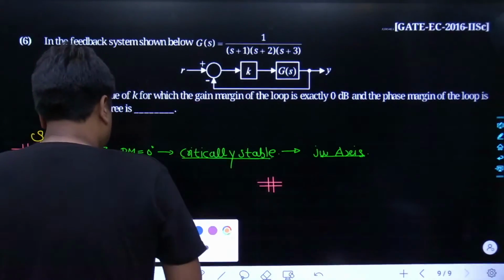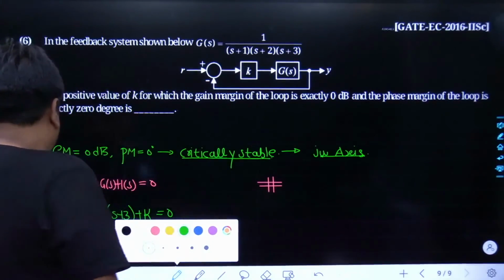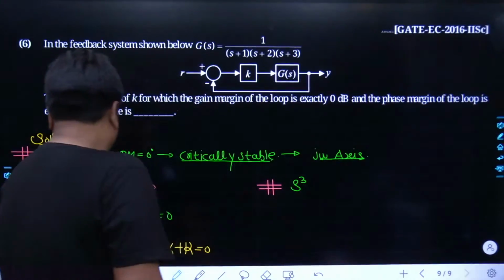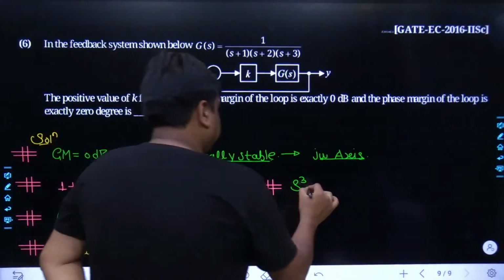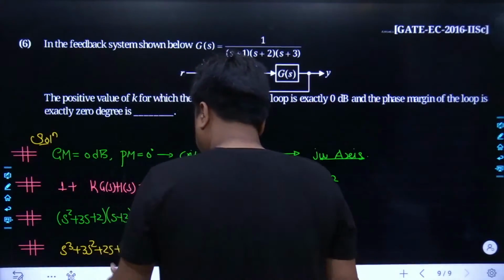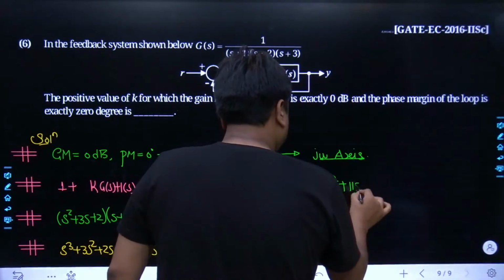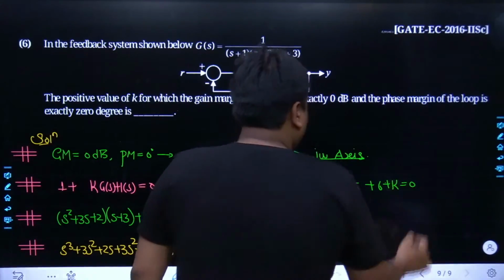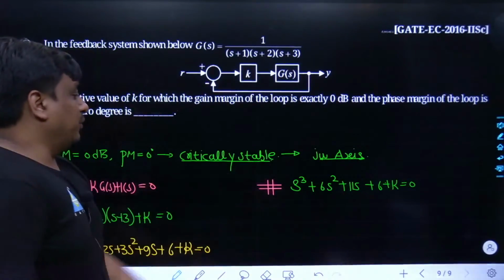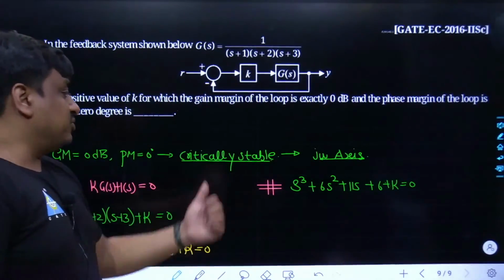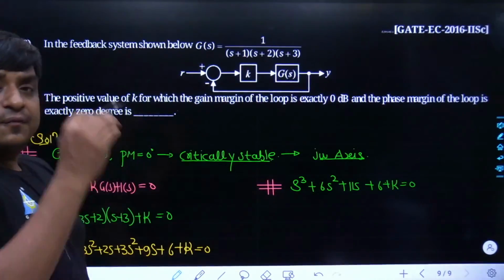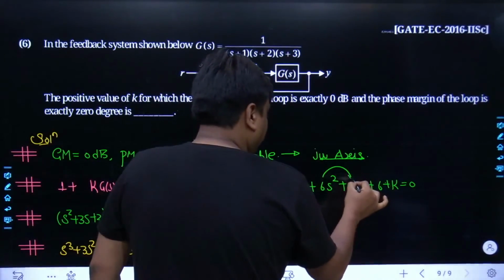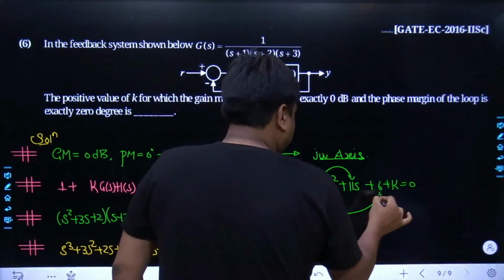Let me do one thing. Let me consolidate all of the like terms. For s cube, of degree 3, we have only one term. So here we have s cube, 3 plus 3, that is 6s square, and then 9 plus 2, that is 11 times s, and here we have 6 plus k. Again, one thing is quite sure, all of the coefficients attached with the individual terms are positive in nature, and if we want to keep this system critically stable, the multiplication between these two coefficients must be the same as the multiplication between these two coefficients.